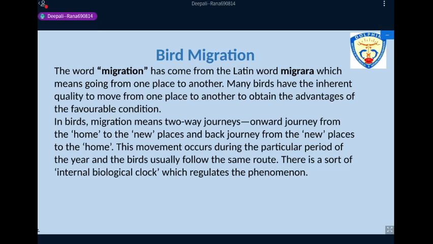That is the onward journey when they are going from their home to the new places, and the back journey from the new places to their home. Okay, so migration is basically the to and fro movement of the bird from their home to new places, and when they are coming back from the new places to their home. This movement occurs during a particular period of the year, and the birds usually follow the same route. There is a sort of internal biological clock that is present in all the birds.